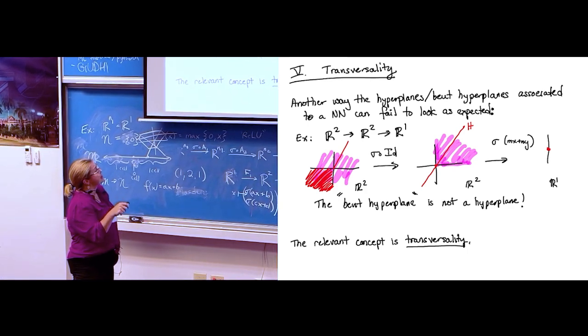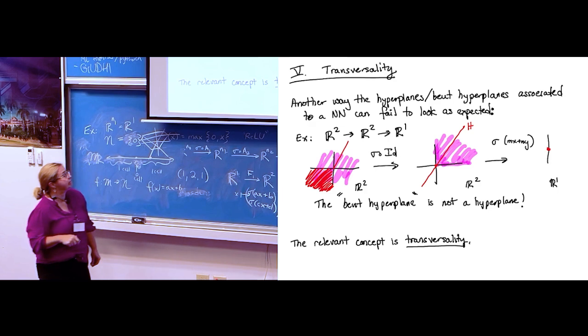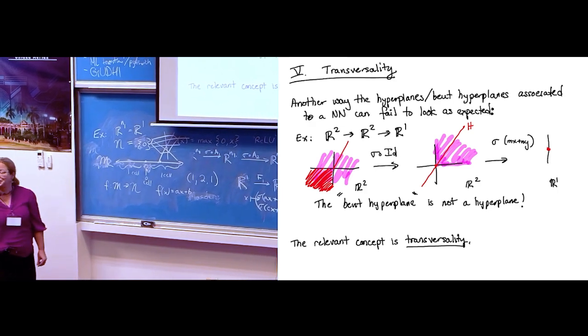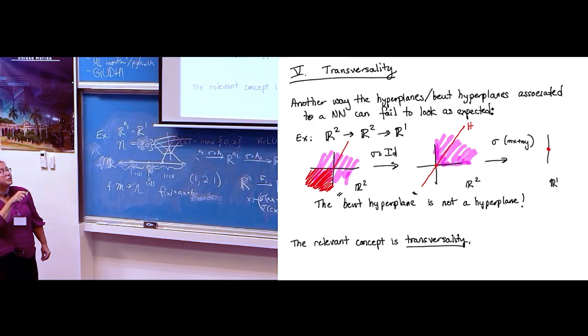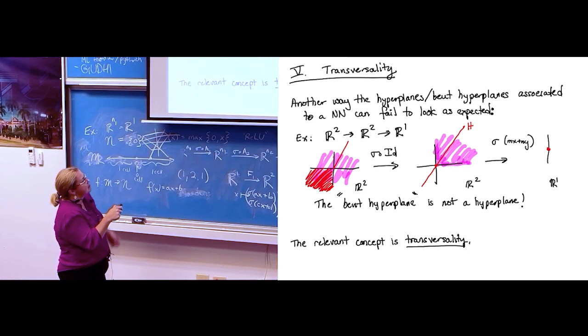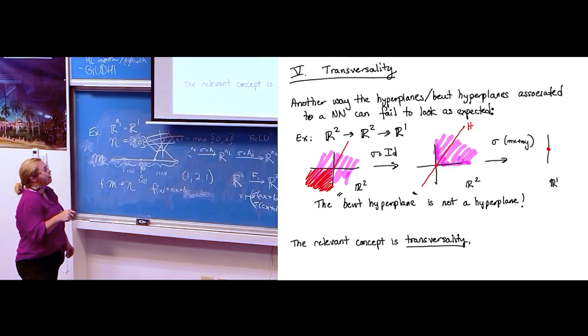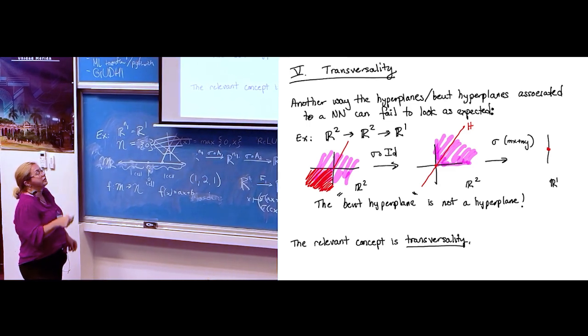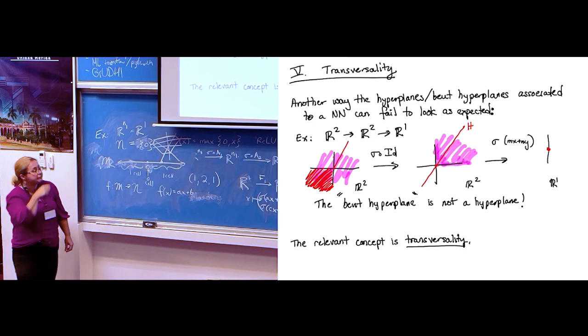The name bent hyperplane was coined in the literature, I think, before people really understood that this could happen, that they're not actually hyperplanes. I mean, they're usually hyperplanes, but okay. So what's the problem here? How do we frame this mathematically?